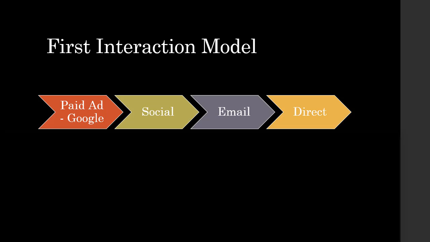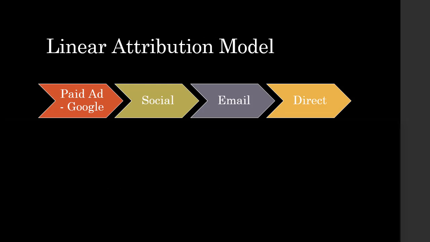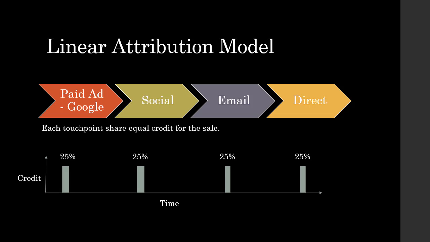In the first interaction model, the first touch point, the first channel that brought the customer to your website receives 100% of the credit. In our example, that's the paid ad on Google. In the linear attribution model, each touch point in customer's journey to the conversion receives equal credit. So in our example, there are 4 touch points. Each of them is going to receive 25% of credit for the conversion or the sale.